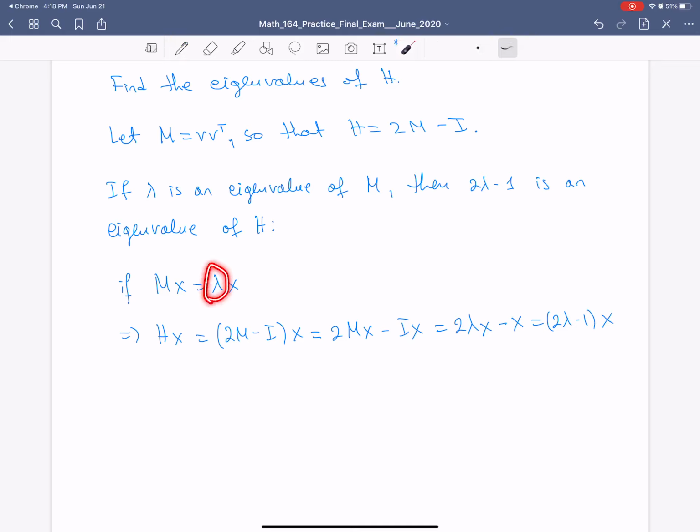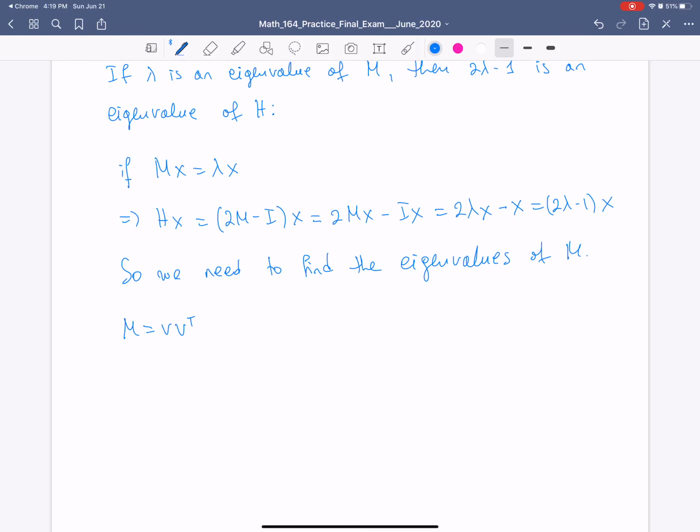So you see that if lambda is an eigenvalue of M, and you have this relationship between H and M, then eigenvalues are somehow linear. We have a scaling of M, and then we have a shift by the identity. So ultimately, what we need is to find the eigenvalues of M. Now M is VV transpose, which is a rank one matrix. Why is rank one important? Because if the rank is one, then that means only one eigenvalue is non-zero.